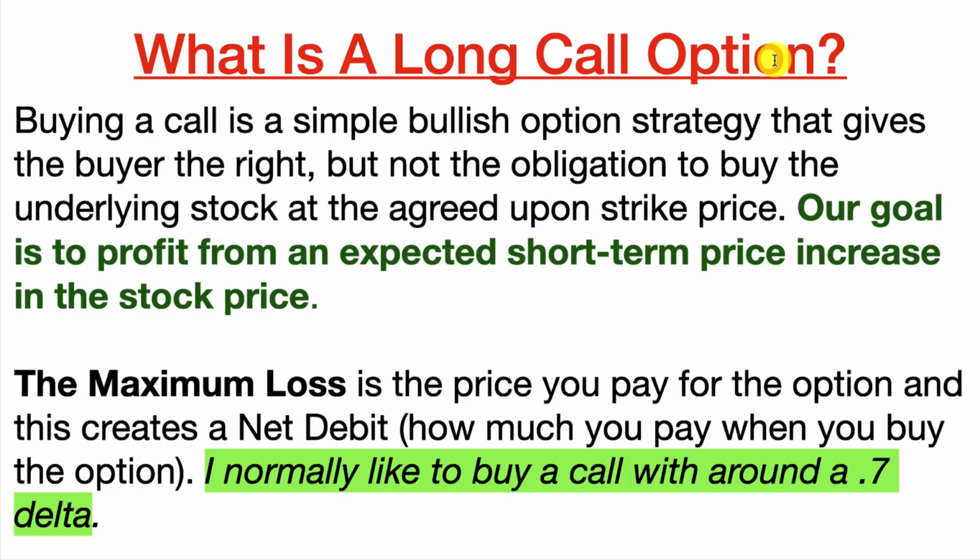What is a long call option? Buying a call is a simple bullish option strategy that gives the buyer the right, but not the obligation, to buy the underlying stock at the agreed upon strike price. Our goal is to profit from an expected short-term price increase in the stock price, and the maximum loss is the price you pay for the option. This creates what's called a net debit, and this is how much you pay when you buy that option. Now, I normally like to buy a call option with around a 0.7 delta, and you'll see that come into play in just a little bit.